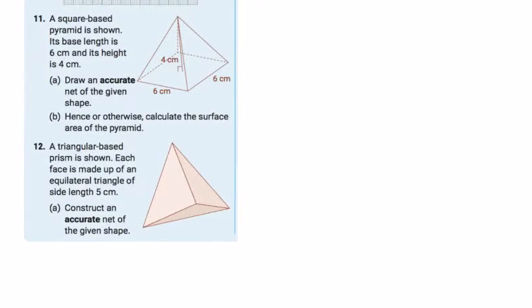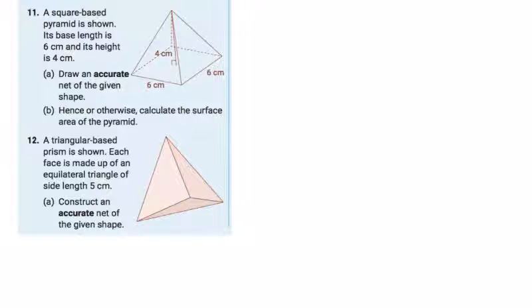Number 11, a square base pyramid is shown. So we have a 4-sided pyramid. Its base is 6, and its height, we're seeing this perpendicular in the middle here. I'll just kind of connect it a little bit here. If you have this perpendicular going up in the middle, is a height of 4, and that's all we're given here. So draw an accurate net of the shape.